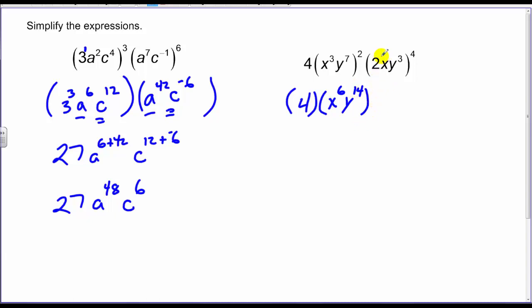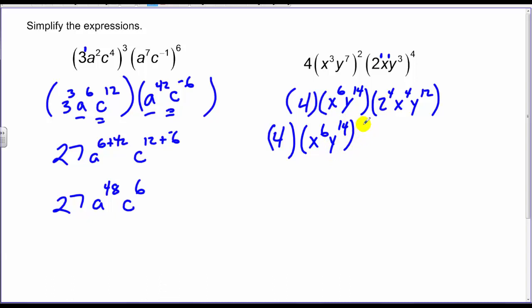Now in this case, there's an unwritten power of 1 on both the 2 and the x. So this is 2 to the 4th, x to the 4th, and y to the 12th. And now we're reduced to a multiplying problem. Let's simplify real quick. This is 4 times x to the 6th, y to the 14th. 2 to the 4th is 16, x to the 4th, y to the 12th.